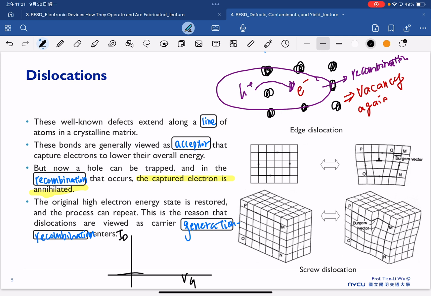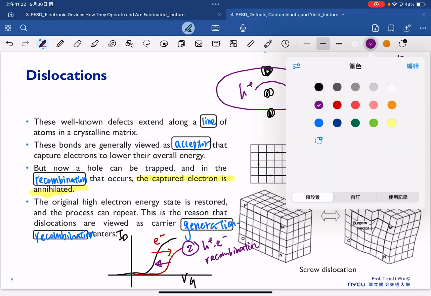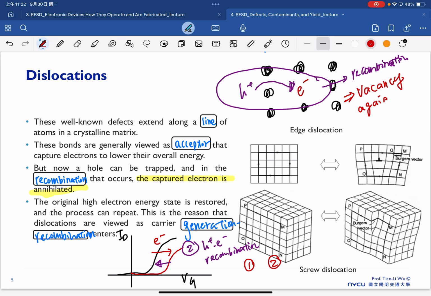Initially we have this characteristic, and once we have electron trapping, the characteristic shifts to the right. But after a certain moment, we have hole and electron recombination. Then we start to see the curve shift to the left again. So once we have a certain defect, for example the line dislocation, this process will continuously happen between 1 and 2, repeating over and over again.